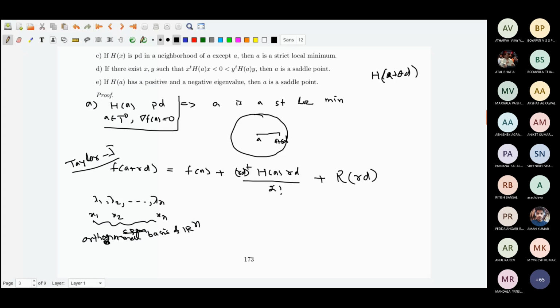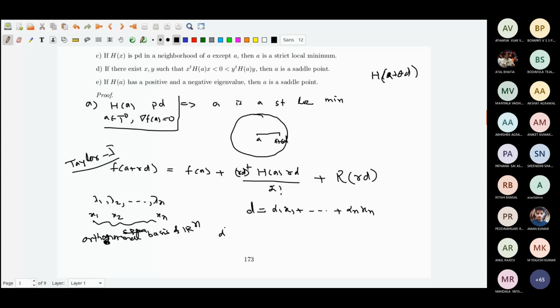Fine. So what is D? Now D is a direction. D belongs to Rn, and since it is an orthonormal basis, you can write D as equal to alpha 1 x1 plus dot dot dot plus alpha n xn. It will be a linear combination, because it is a basis, right? And in that case, what is D transpose D?